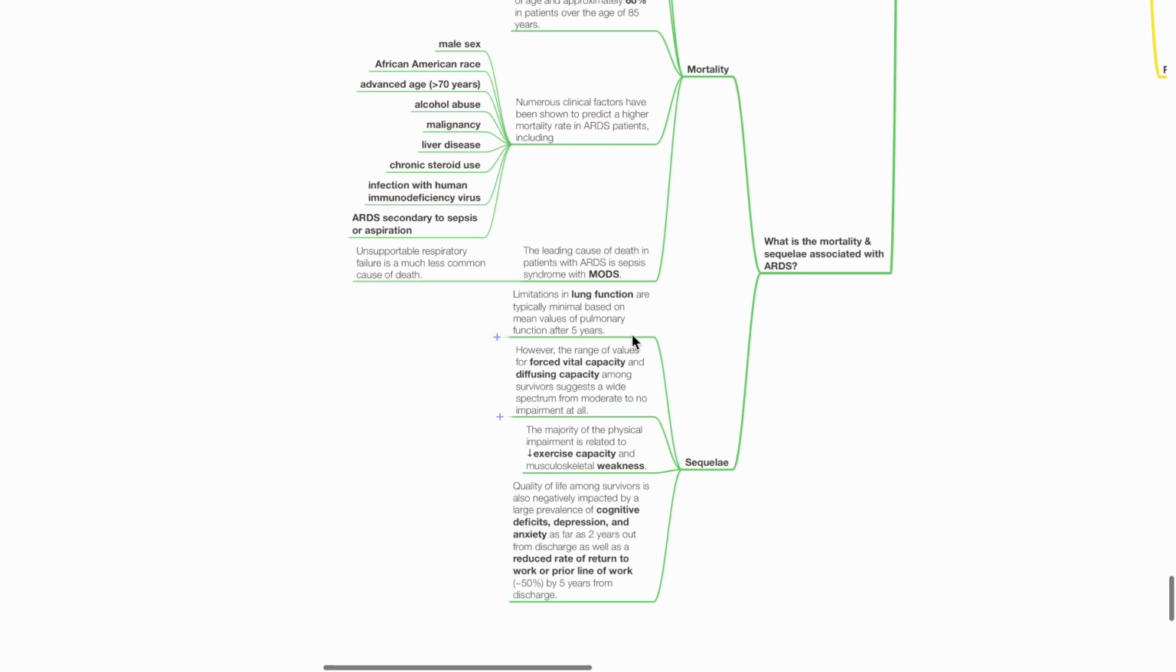Regarding the sequelae of ARDS, limitations in lung function are typically minimal based on mean values of pulmonary function after 5 years. There is a wide spectrum from moderate to no impairment of forced vital capacity or diffusing capacity. The majority of physical impairment is due to reduced exercise capacity and musculoskeletal weakness. There is high prevalence of cognitive deficits, depression, and anxiety, as well as reduced rate of return to work. All of these negatively impact the quality of life among survivors.